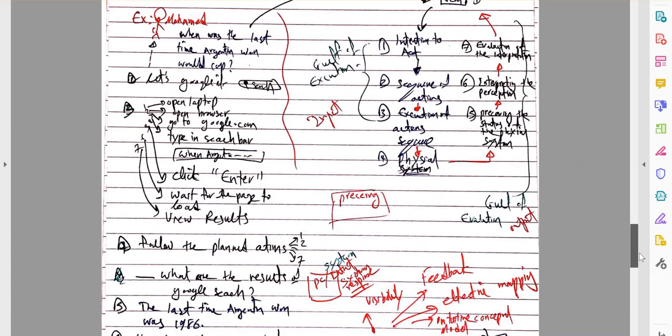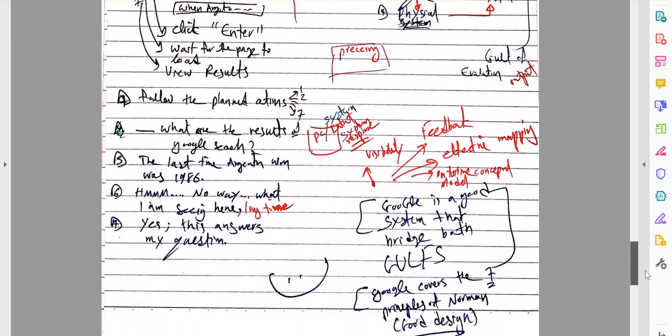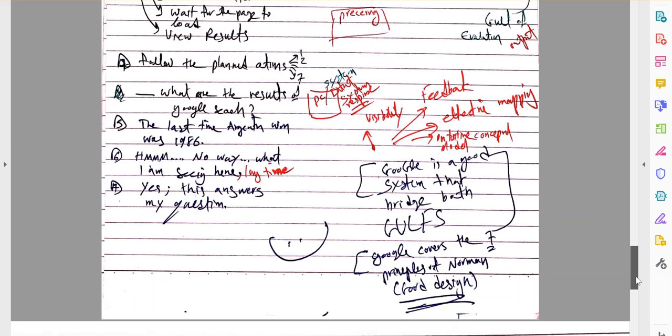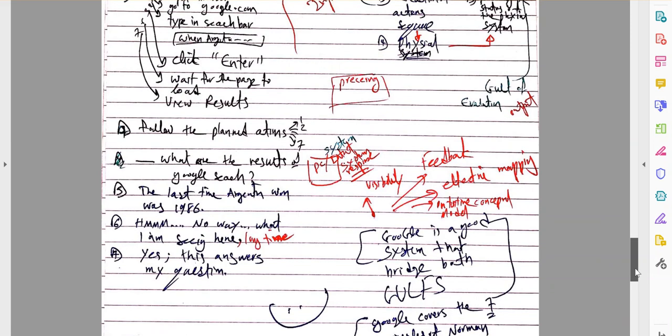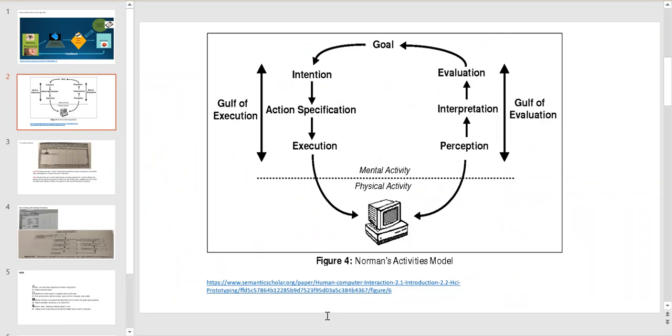This is very simple, I believe, not that complicated. Here I speak about the internet, I speak about Google. Google is a good example, or a good system, that bridges both gulfs: the gulf of execution and the gulf of evaluation. Okay? So let's say gulf of execution and gulf of evaluation.